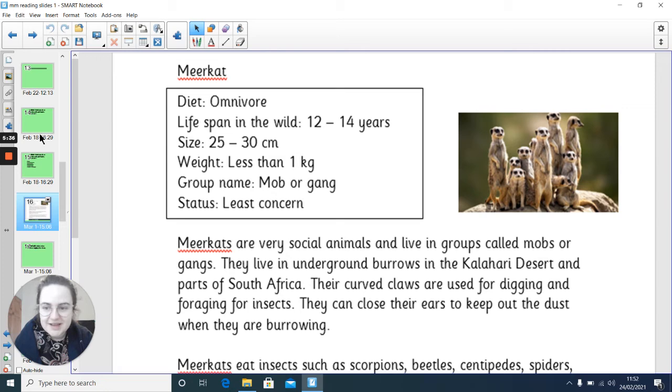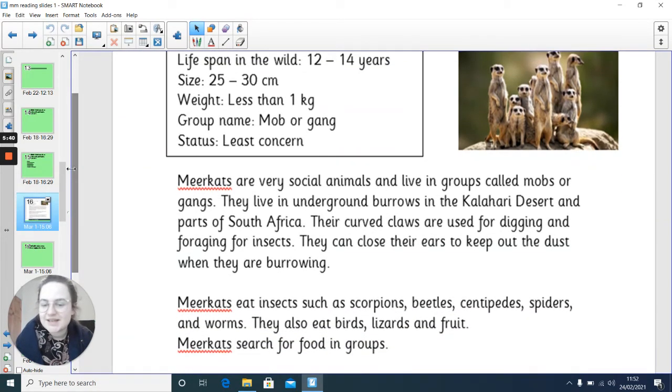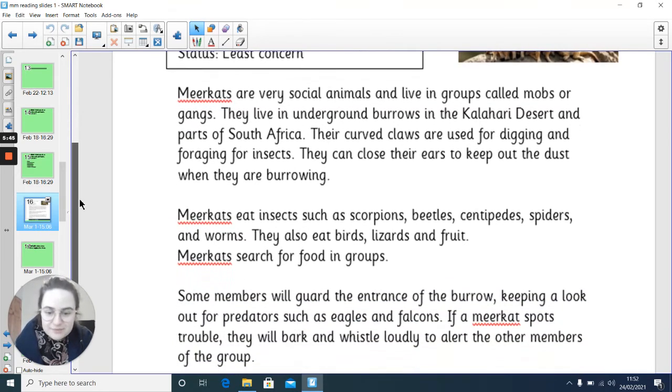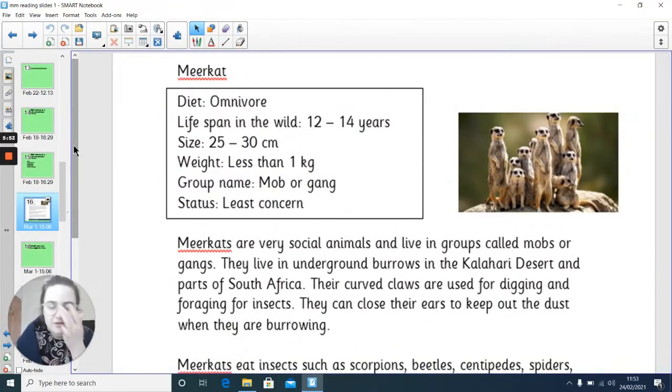You might have said that they eat insects like scorpions and beetles. And you might have said that sometimes they bark and whistle when there's trouble, when they think they might get eaten. So we've learnt lots and lots about meerkats from reading this text, and there are some things we might not understand because there are some big words that we haven't heard before.